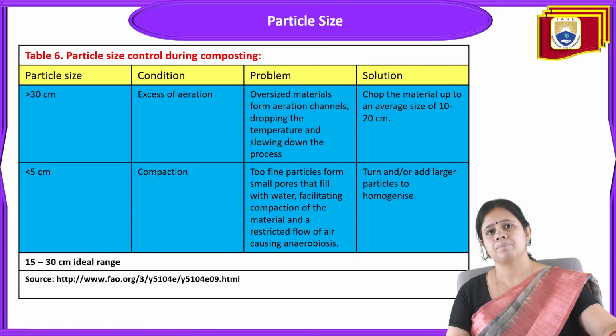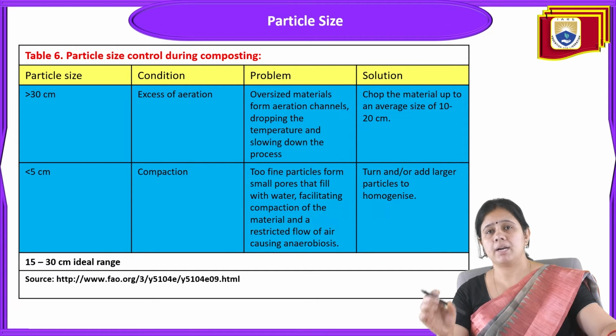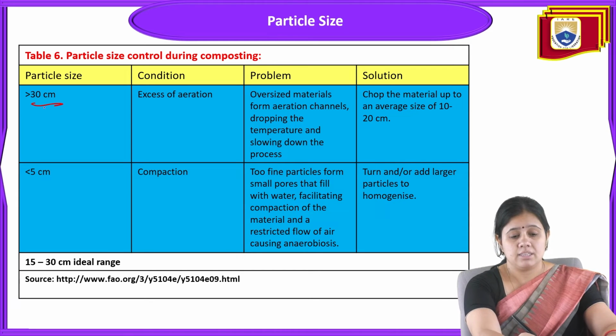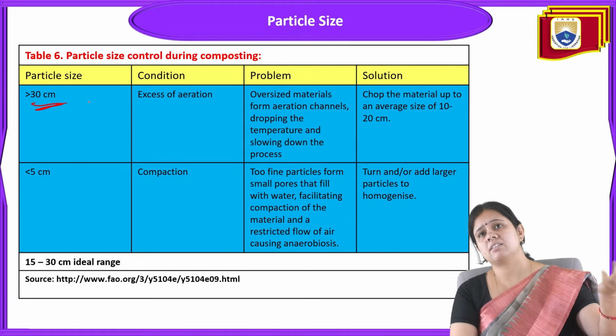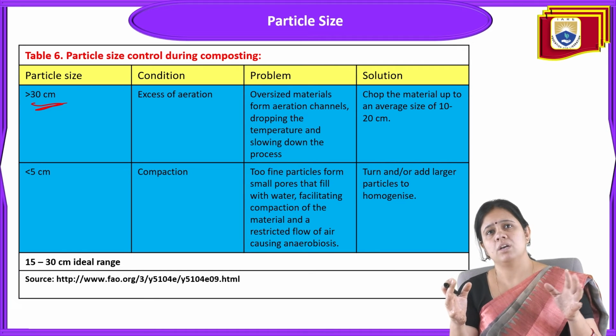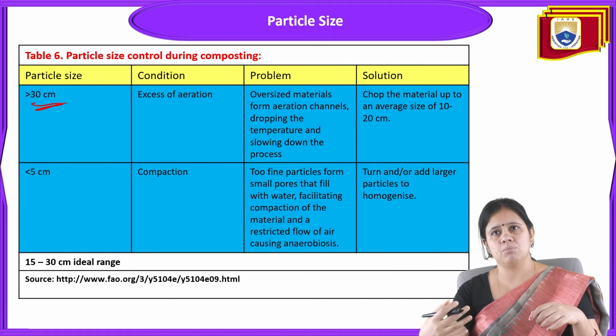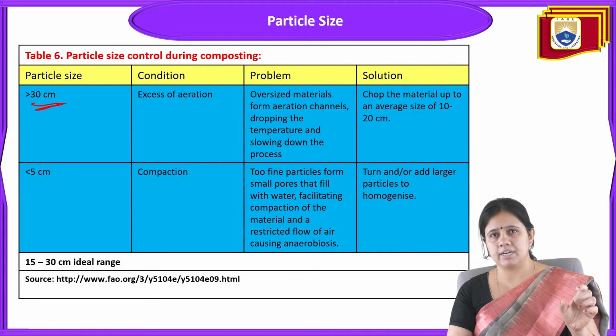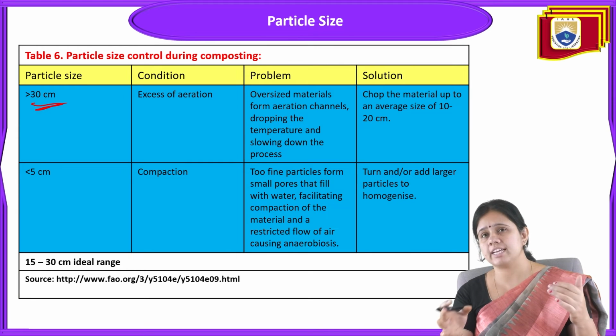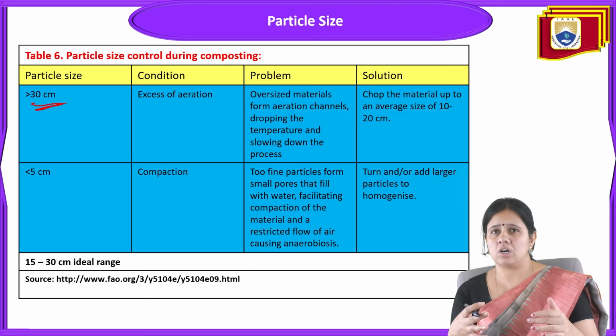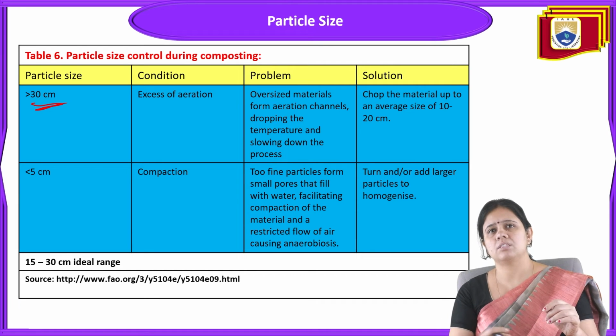Next is the particle size. Particle size is also important. If the particle size is more than 30 centimeter, then what will happen? Excess aeration is there because the particle size is large, no compactness is there, so the oxygen amount is more. Oversized material forms aeration channels, dropping the temperature and slowing down the composting process. So chop the material to an average size of 10 to 20 centimeter.